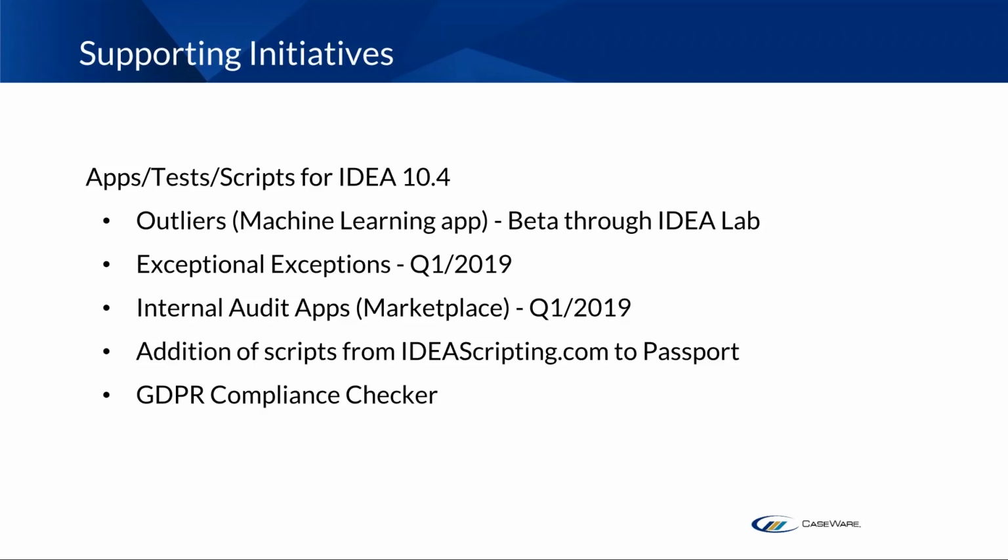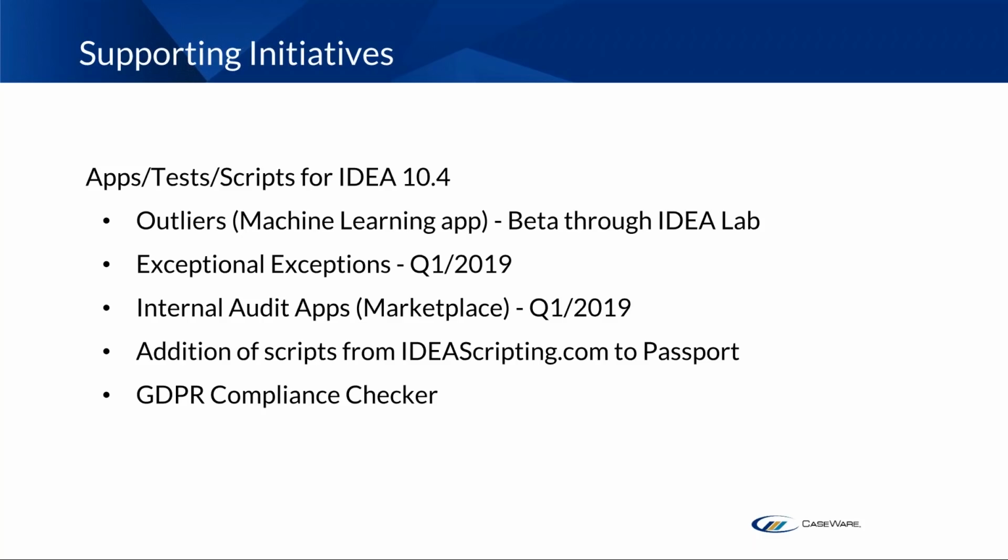Now, the Outliers app, this is our machine learning app. So this has been in beta for a little bit now through the Idea Lab. So I mentioned earlier ideascripting.com. There is an Idea Lab section on that website where you can go through and get access to some of this really cool stuff and see what's going on with that. Really exciting stuff, actually, really cool what it can do. And a similar sort of experience in regards to Exceptional Exceptions. So this is one of the apps that we're going to be releasing in the first quarter of 2019. And within the marketplace, we'll have the internal audit apps, of course, again, for the first quarter of 2019.